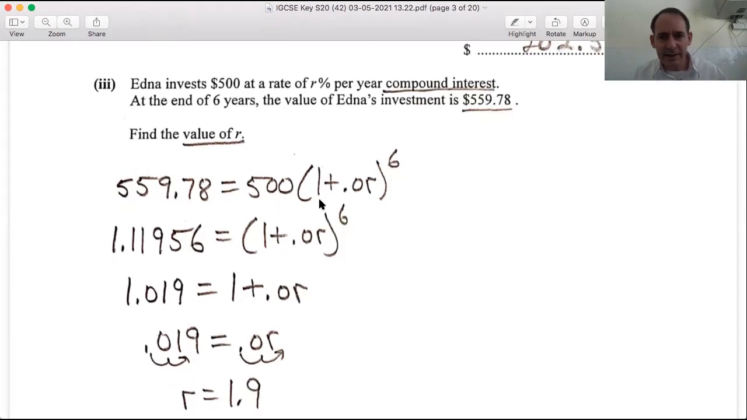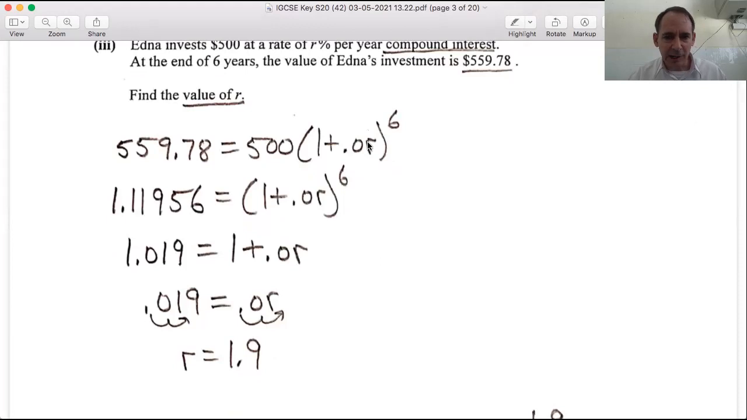We have our 1, we have our 6 for the 6 years, and we need to put our R% in as a plus 0.0R. We just move that decimal over twice. It's 0.0R. It is not the word "or." It is 0.0R. And we're solving for the R.